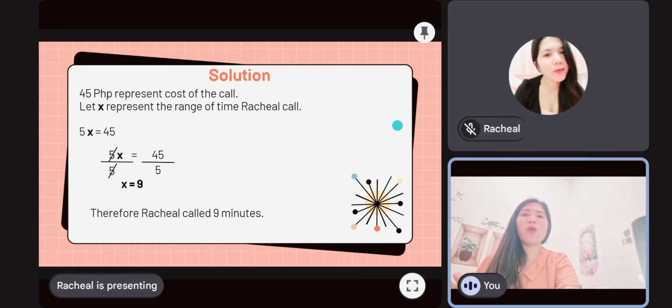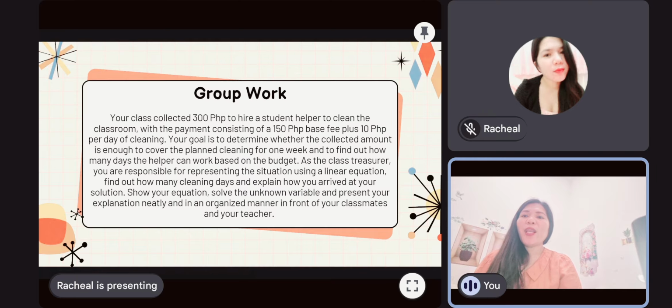So here is our group work. Let me read it. Your class collected 300 peso to hire a student helper to clean the classroom. With a payment consisting of a 150 peso base fee plus 10 per day of cleaning, your goal is to determine whether the collected amount is enough to cover the planned cleaning for 1 week, and to find out how many days the helper can work based on the budget.